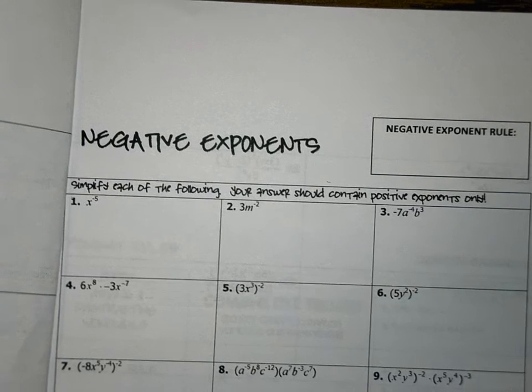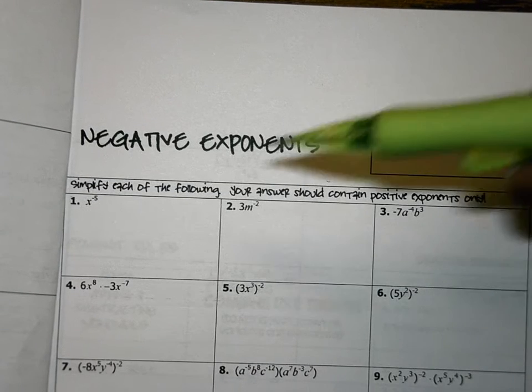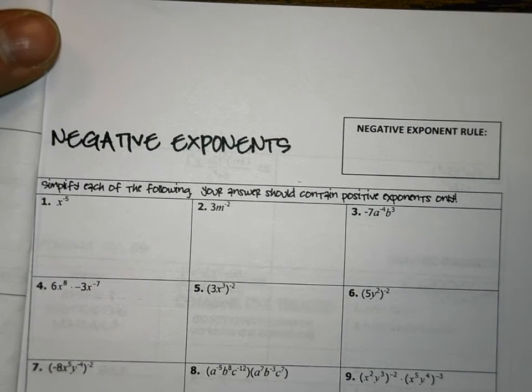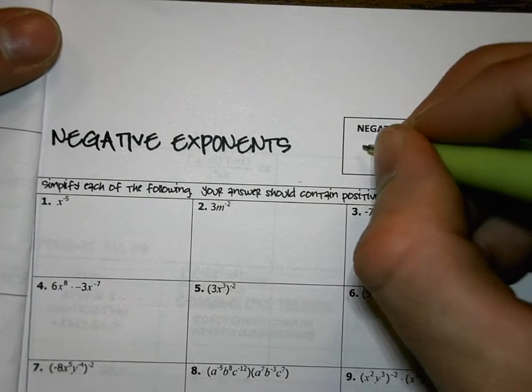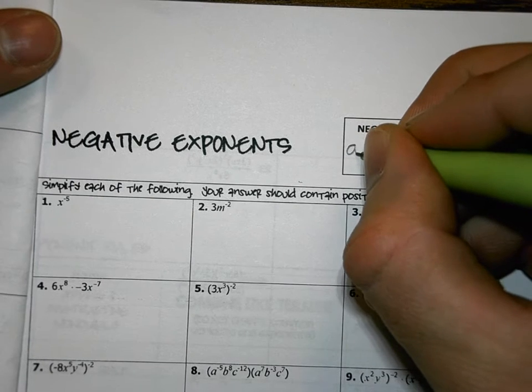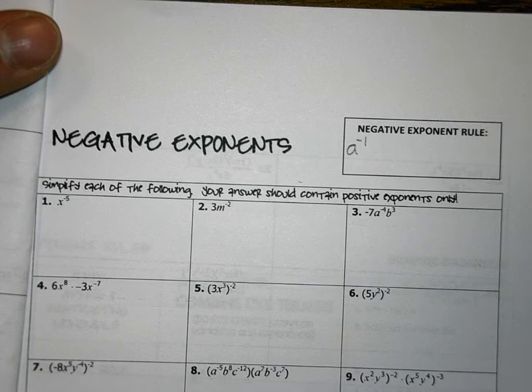Alright, Mr. Yeager here, going over negative exponents, our favorite. Negative exponents have a special rule to them, and we're going to use a to represent that. So we're going to say a to the negative first power.